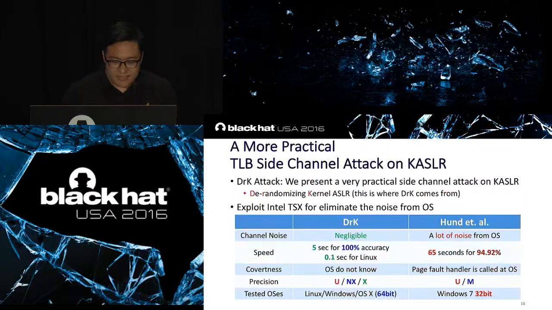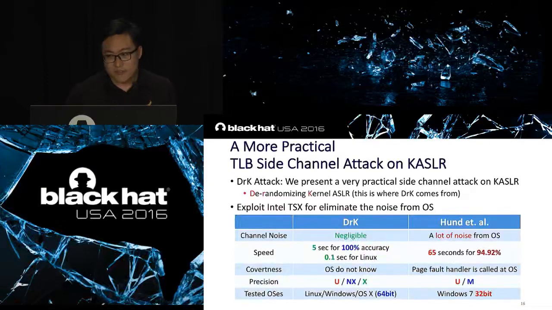On the next, I will present an attack called DrK. It comes from de-randomizing kernel ASLR, which made a prior timing side channel attack more practical. In summary, DrK overcomes the noise of the prior attack and has better speed, like 5 seconds in Windows and 0.1 second in Linux, with 100% accuracy.